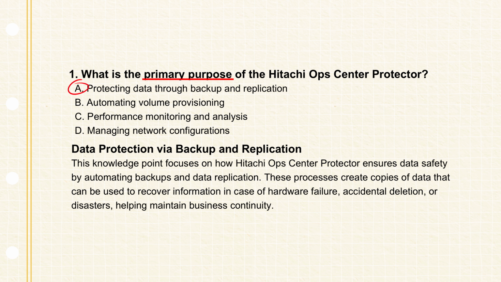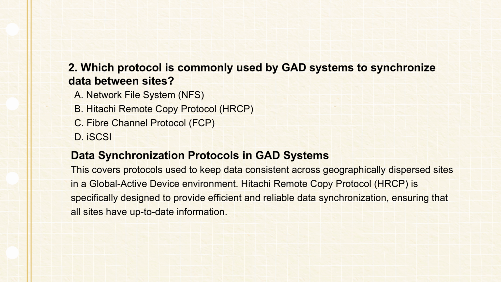Okay, now let's pivot a bit. Let's look at a specific system type that comes up, Global Active Device, or GAD. The source brings up a question about how GAD syncs data between different sites. What protocol does it name for this job? For GAD systems, the source points specifically to Hitachi Remote Copy Protocol, HRCP. It notes that HRCP is specifically designed for efficient data sync between sites that could be pretty far apart geographically. And importantly, it supports real-time replication. So HRCP is built just for that real-time, distributed syncing that GAD needs. Makes sense it would need its own specialized thing. Exactly, you need something tailored for that.